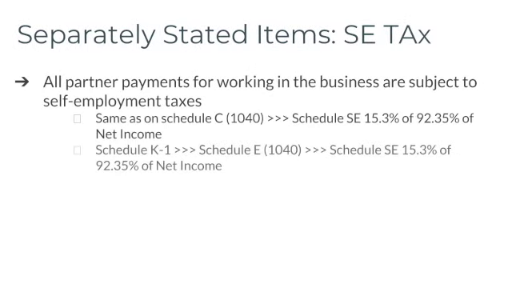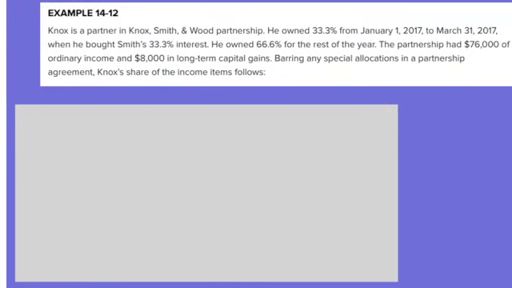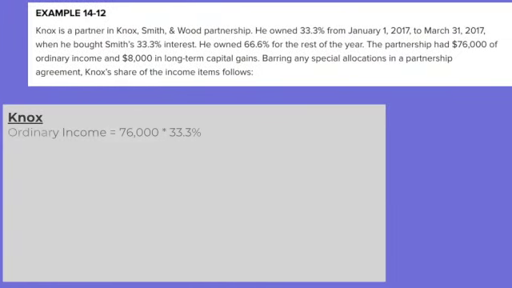So all workers, all partners working in a partnership are subject to self-employment taxes if they worked for the income they received. And that's a recap of the self-employment taxes. So example, Knox is a partner in Knox, Smith & Wood partnership. He owned 33.3% from January 1, 2017 to March 31, 2017, when he bought Smith's interest for 33.3%.